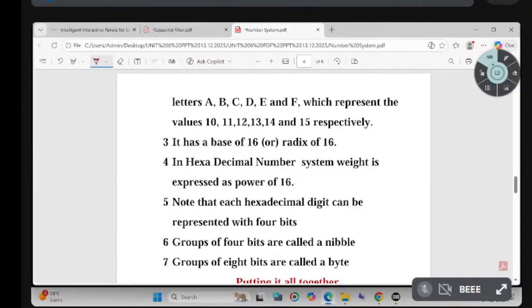Write short notes on number systems, just write these points. Four bits is known as nibble. 8 bits known as byte.